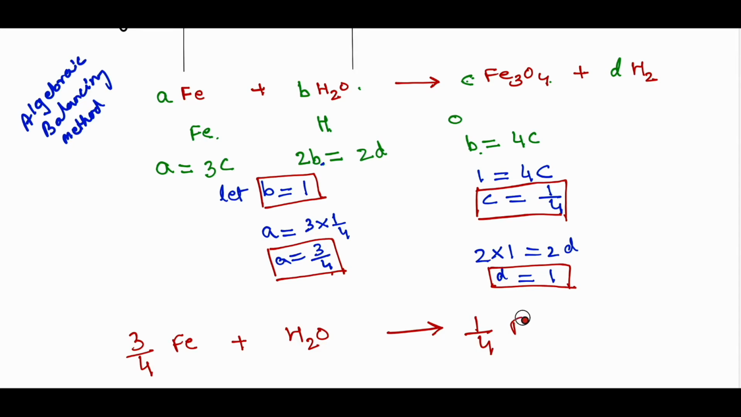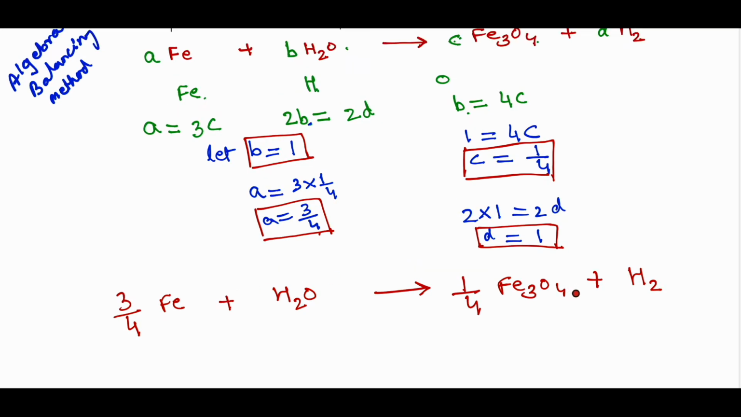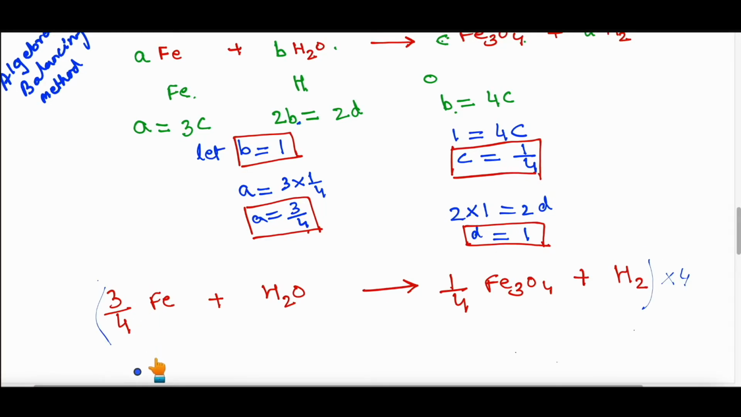So 1 by 4 Fe3O4 plus D is 1. So here 1 H2. Now children, see, this 3 is the numerator and 4 is the denominator. To make these fractions into whole numbers, you will multiply both sides of the equation by which number? Yes, by 4. So when you multiply both sides by 4, the denominator will get cancelled.